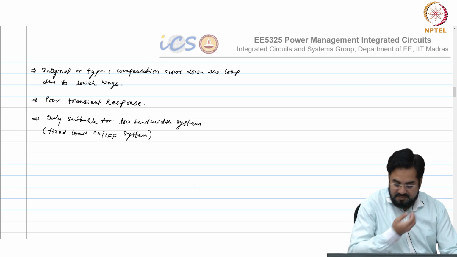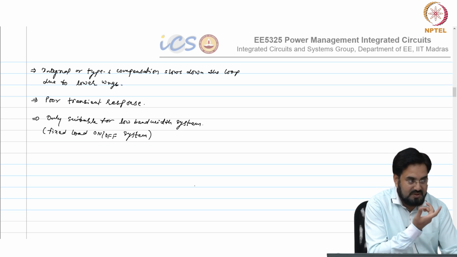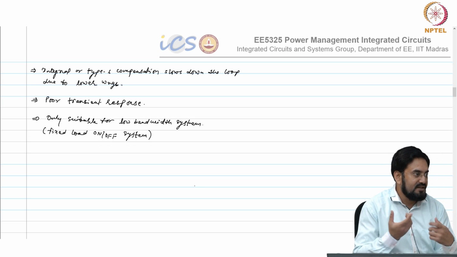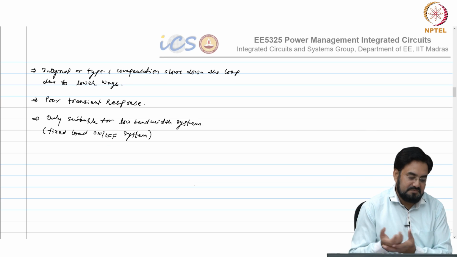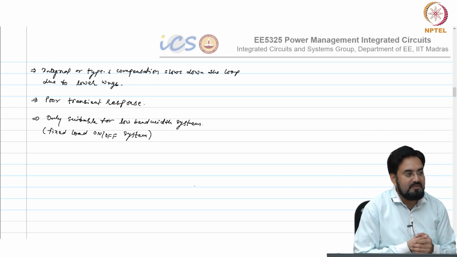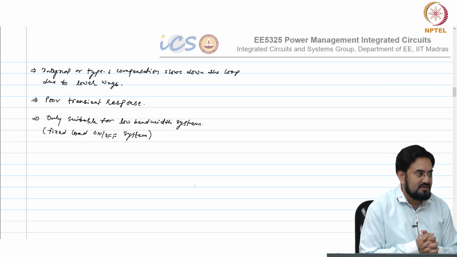So it is simpler to implement, requires only one cap, but since the cap value is too large, if it is of the order of nanofarads, you cannot integrate it on chip. So most of the time with this type of compensation, you require an off-chip capacitor.